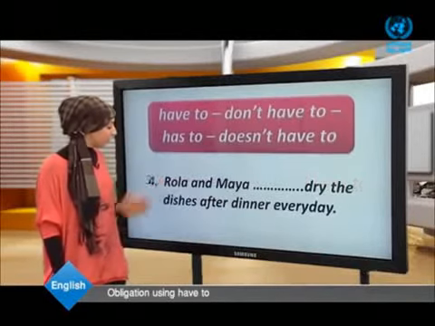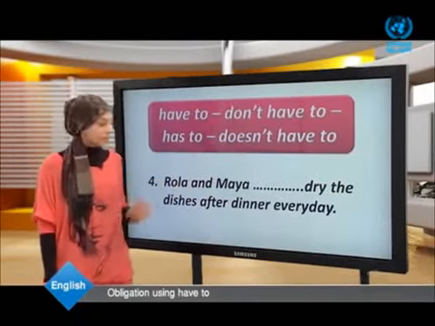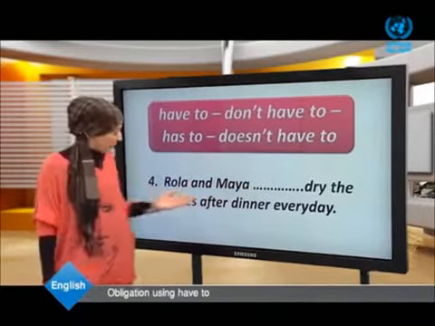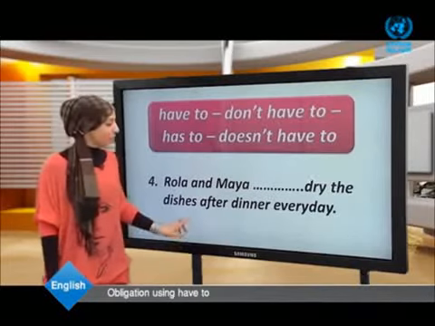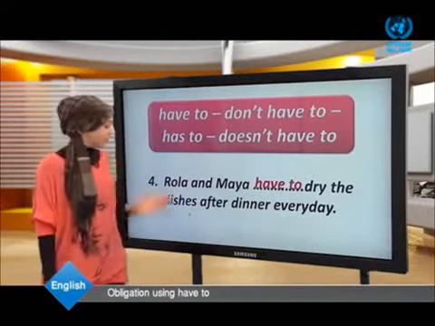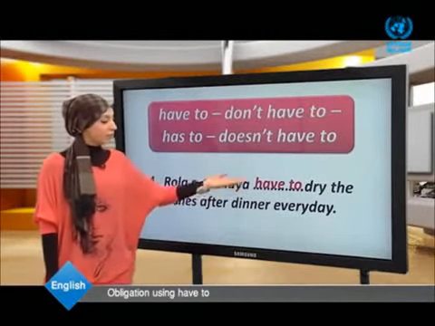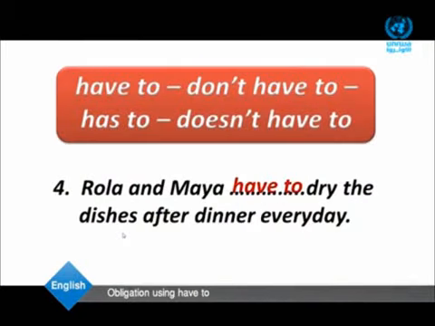Now, number 4, Rula and Maya. Rula and Maya dry the dishes after dinner every day. Thank you. They have to. Rula and Maya have to dry the dishes after dinner every day.